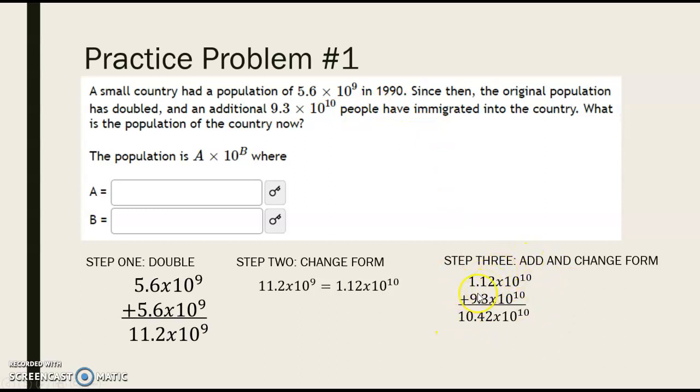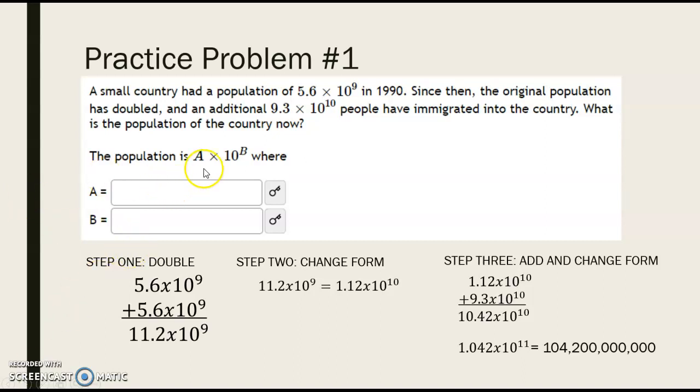In this case, we can go ahead and take our 1.12 times 10 to the 10th and add on 9.3 times 10 to the 10th. We add those first 2 digits and we leave the exponent the same. Notice here again, we're not in scientific form. So we would want to move that decimal place once to the left and raise the 10 to the 11th power. If we wrote that out in standard form, we'd have 104,200,000,000, that's billion.